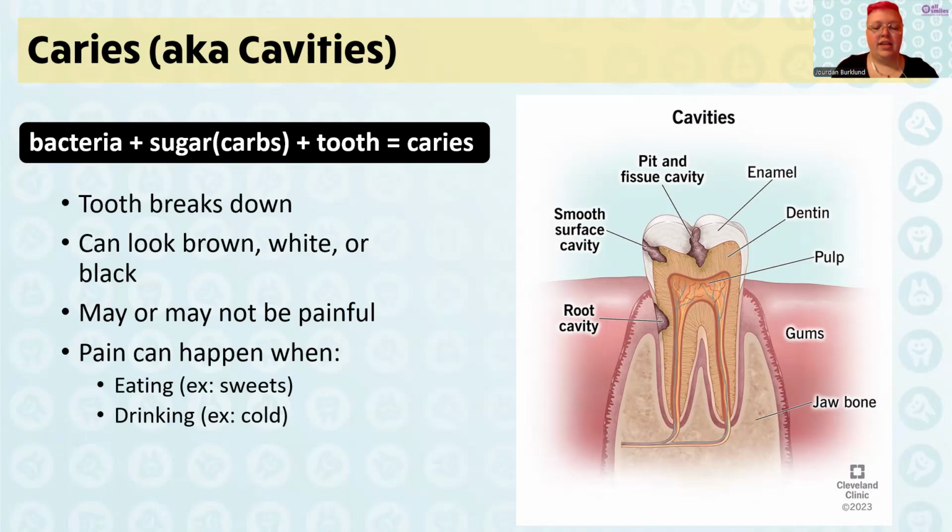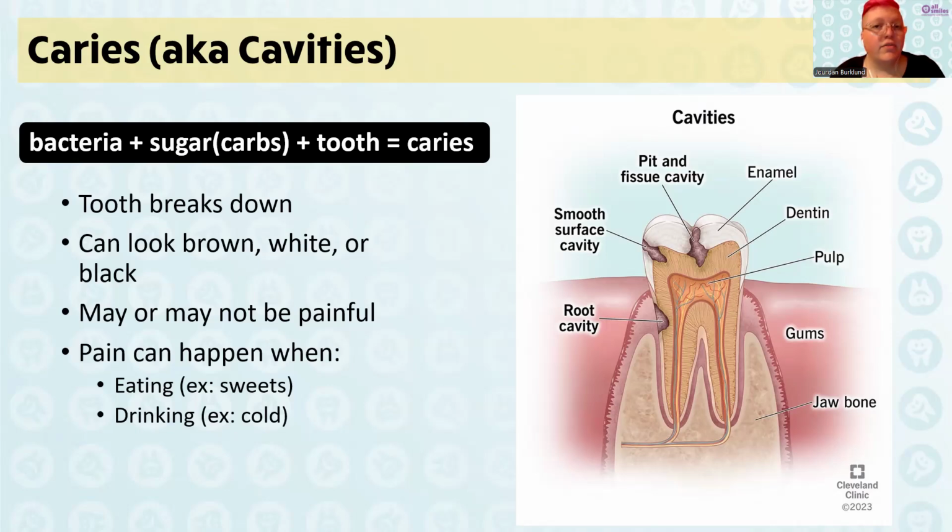And if they eat sugar in the foods that we eat, they'll eat that, create acid, and that acid will eat away at the tooth and cause that breakdown. So if you have bacteria, sugar, and a tooth, that is the perfect recipe for cavities. And cavities can look very different depending on where they're at, how far along they are, so many factors. So they can look brown, they can look white, they can look black.